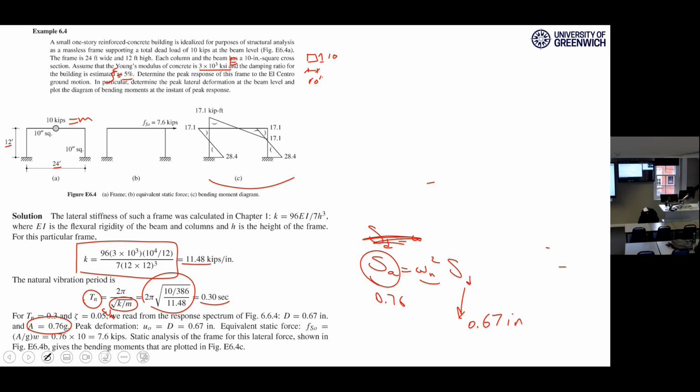When you have your force, this is the force multiplying the spectral acceleration by the mass. If you have that one, the force will be divided into half parts, one for each column, right? For each column, you divide 7.6 kips into two parts for both columns. And for each one, multiply that by height, and you will get the distribution of bending moments like this.